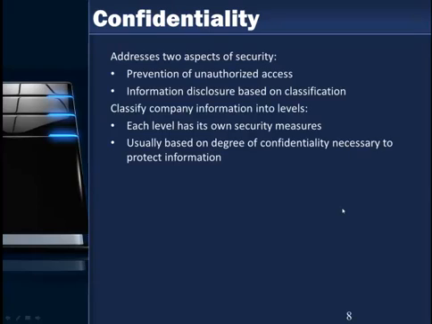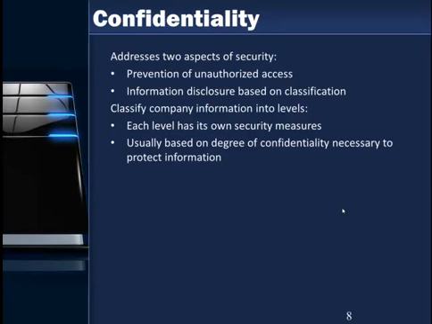When we look at confidentiality, we're really looking at two specific aspects of security: the prevention of unauthorized access and the disclosure of information based on the classifications. And if we look at classifying company information, we would do that into two levels as well. Each level must have its own security measures.